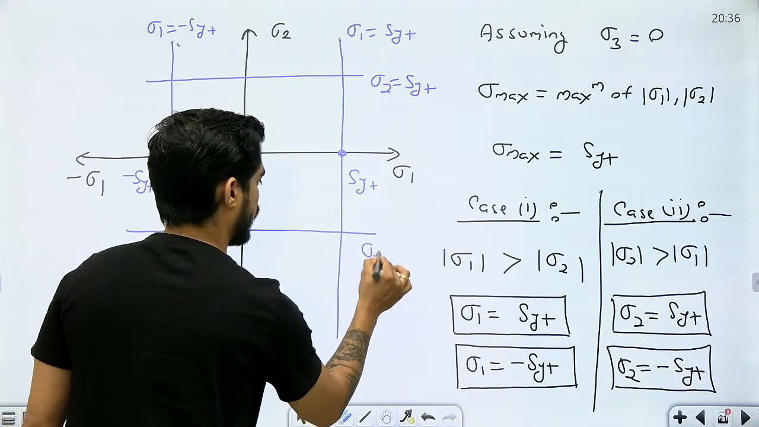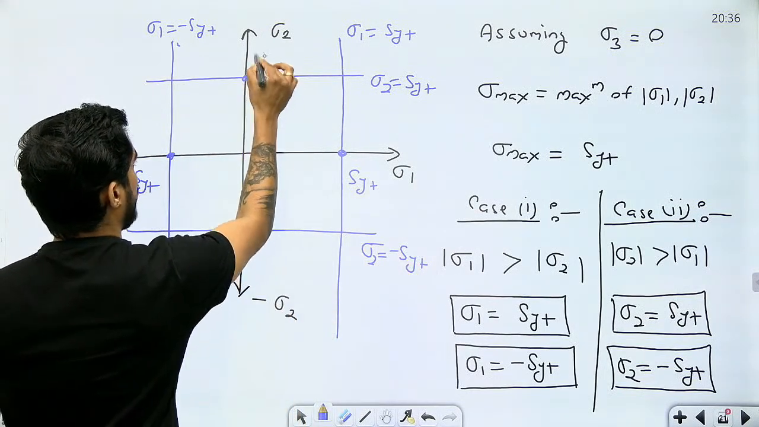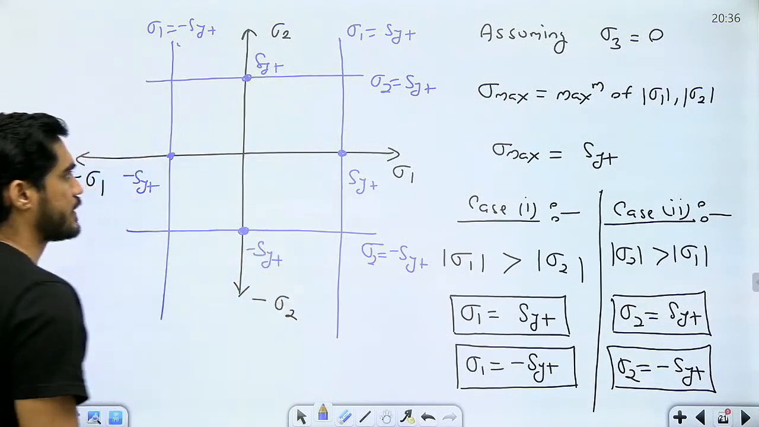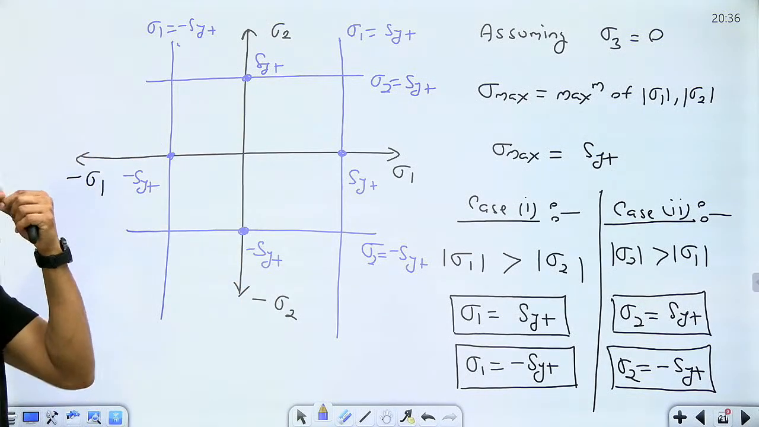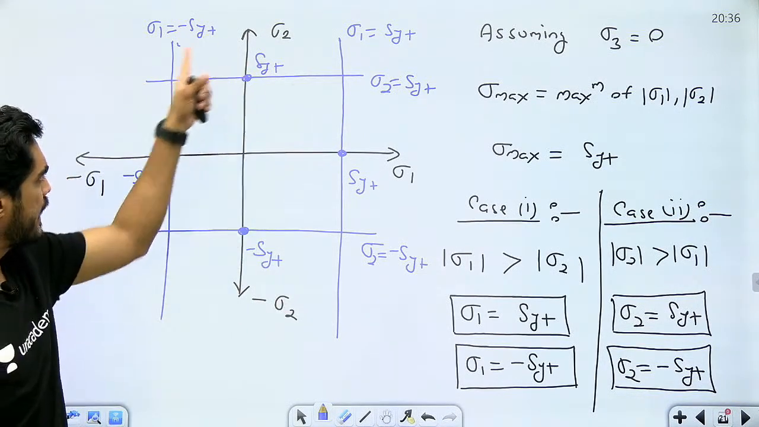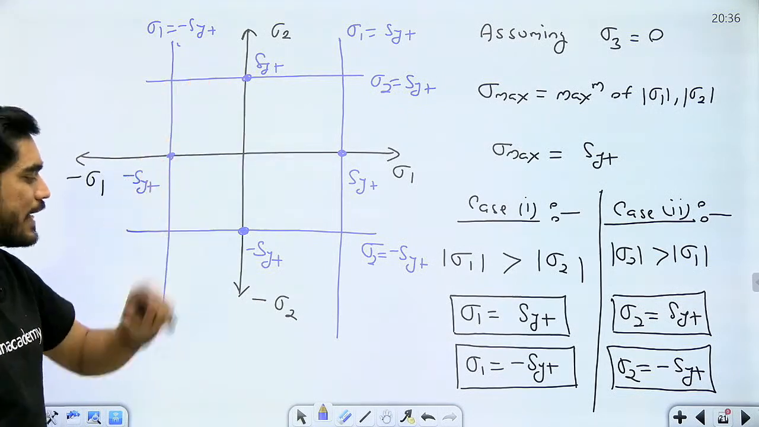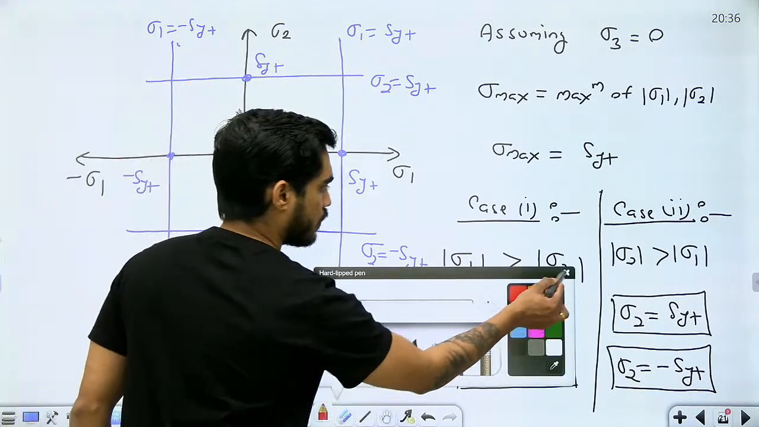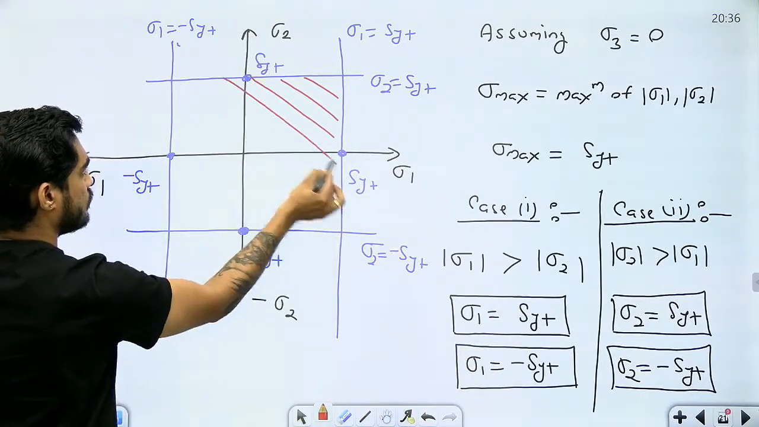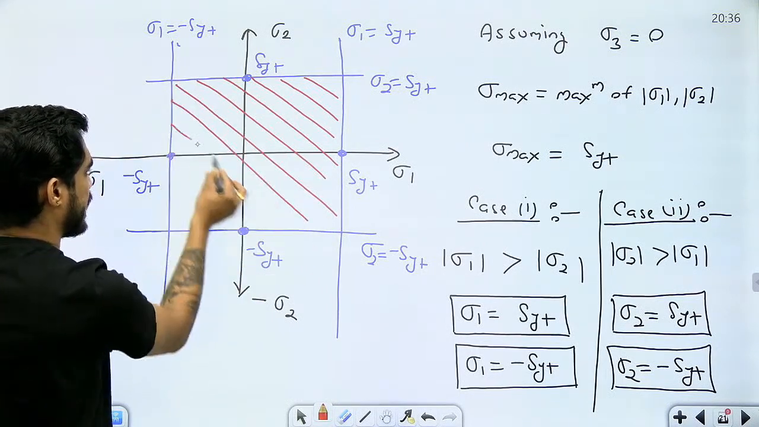This is sigma 2 equal to minus SYT. This point is plus SYT. This point is minus SYT. So I am getting 4 straight lines. Now these 4 straight lines are giving me a closed diagram. This diagram, a closed region मिल रहा है मेरे को. I am getting a closed region.